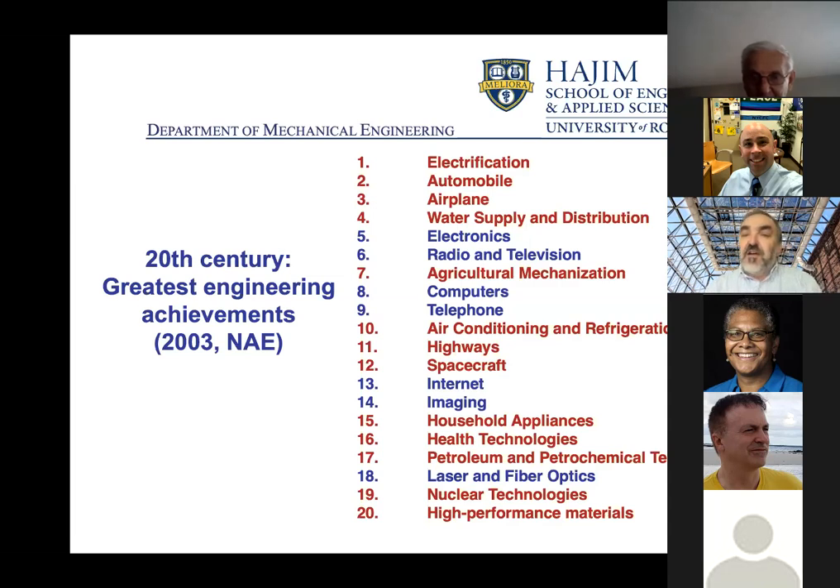providing electrical energy and distribution, cars and related technology, airplanes, water supply and distribution, agricultural machines, air conditioning and refrigeration, design of highways, design of spacecraft, household appliances, health technologies, a lot of energy-related petroleum, petrochemical technologies, nuclear technologies, and high-performance materials. So these are, as you can see, more than half of the greatest accomplishments in the last 100 years, with big contributions from the mechanical engineering discipline.